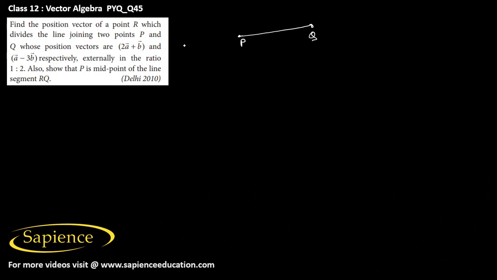So R will be somewhere here. R divides PQ in the ratio 1:2. So therefore, PR is to RQ, that should be equal to 1:2 minus 2.